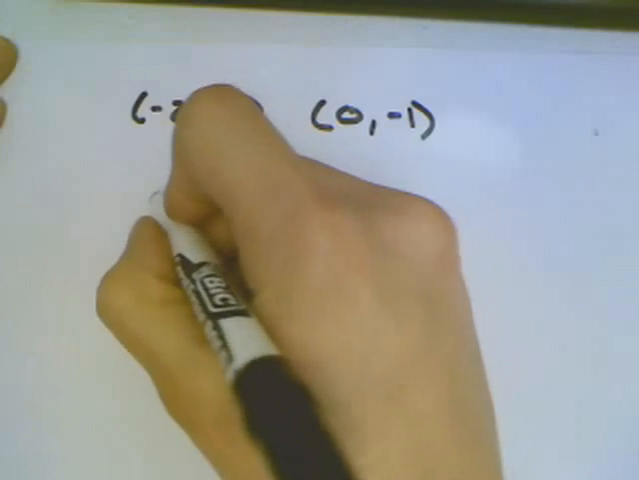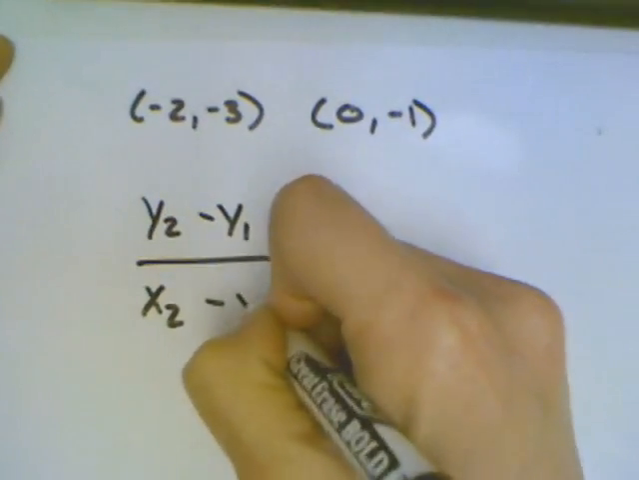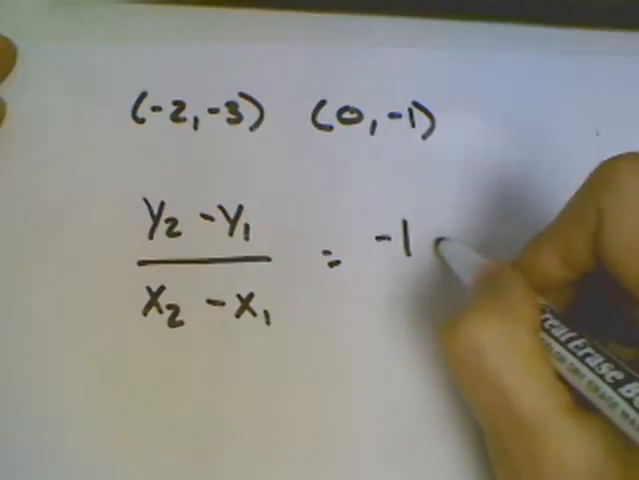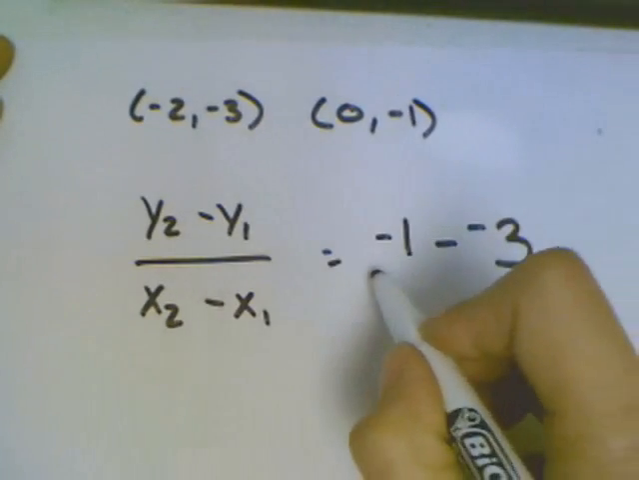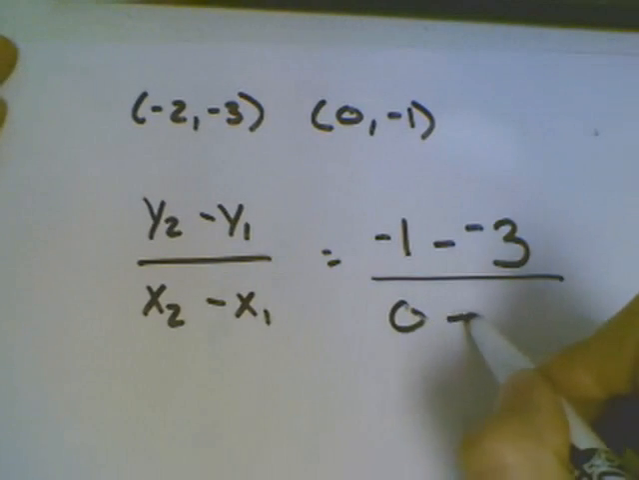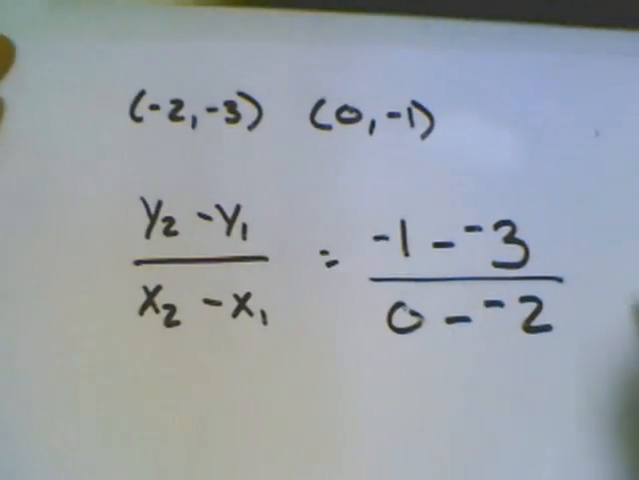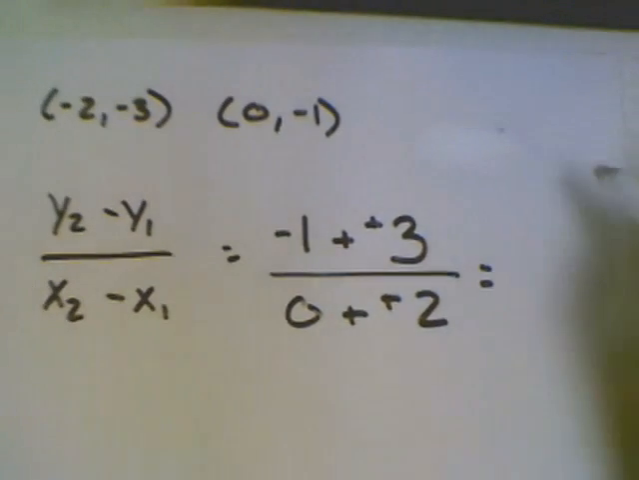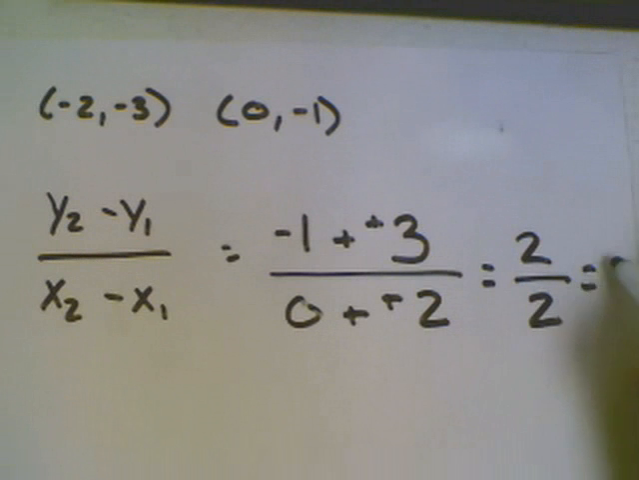Using the other method, the equation y2 minus y1 over x2 minus x1, the slope of this line would be negative 1 minus negative 3, that's y2 minus y1, over x2 minus x1. This is x2, this is x1. Both of these have a double sign change, so I'm left with negative 1 plus 3 is 2, 0 plus 2 is 2, 2 divided by 2 is 1.